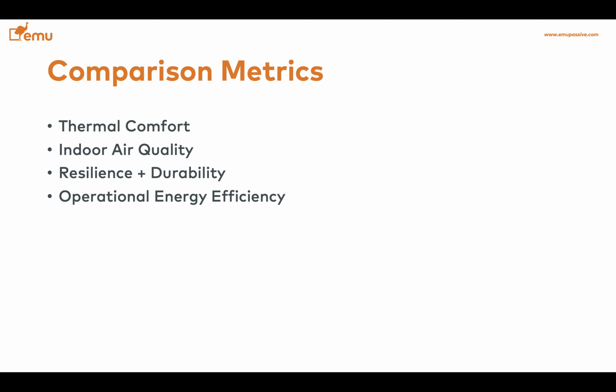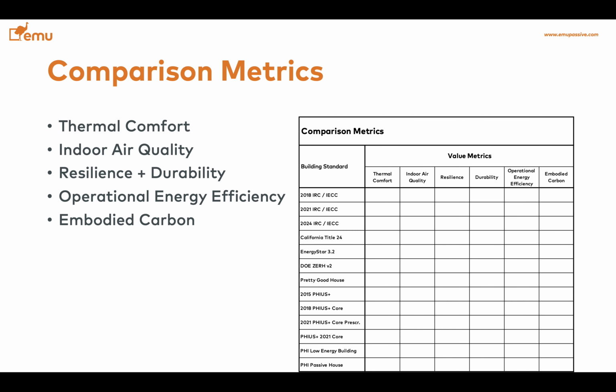That is probably one of the most straightforward metrics that we used. And we looked at embodied carbon. We have a dozen or so different building standards from the 2018 IECC all the way down to PHI Passive House. And this is a table showing the thermal comfort, indoor air quality, resilience, durability, operational energy efficiency, and embodied carbon.